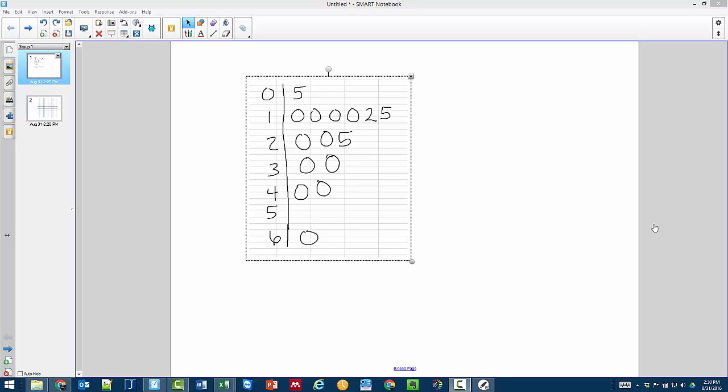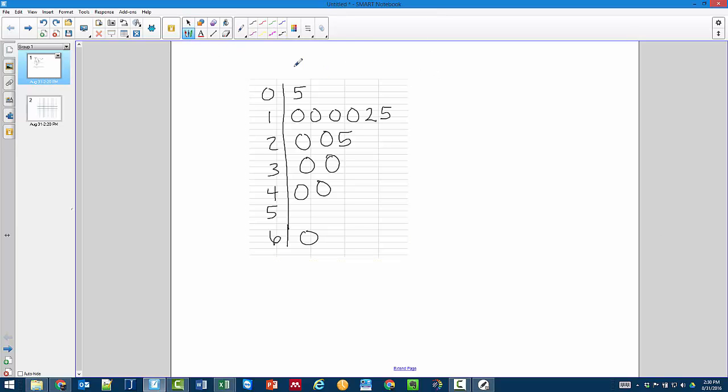Hello everyone. We're going to take a look today at some measures of center. Specifically two that we've talked about before already. We are going to be looking at the mean and median.